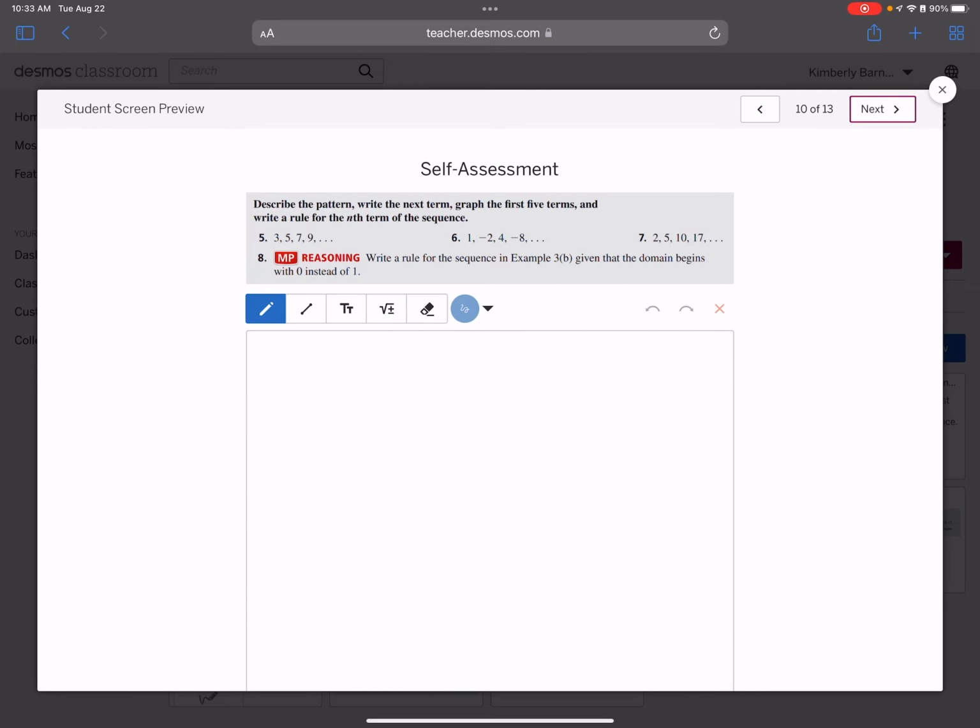All right, self-assessment. Skip 8. Do not worry about 8. Take no more than 10 minutes, pause the video, work on the self-assessment independently, and then come back to check your answers.